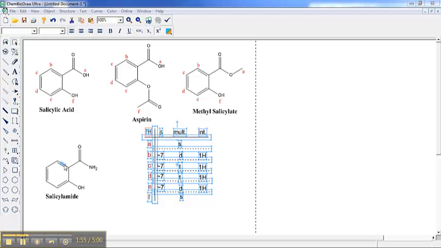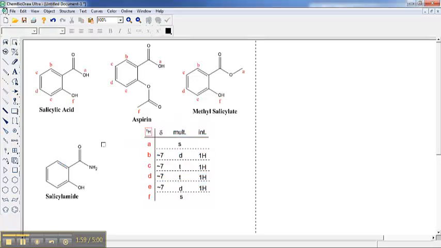Moving back to the salicylic acid family of structures, once again, we should contemplate what the NMRs of these structures would look like before we actually look at the spectra. For all of these structures, B, C, D, and E are common, whereas A and F change a bit.